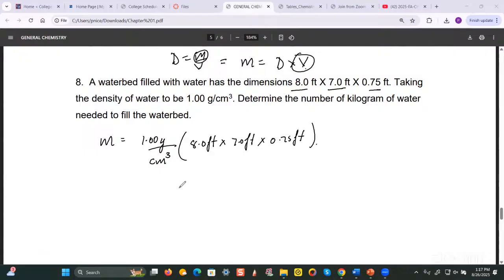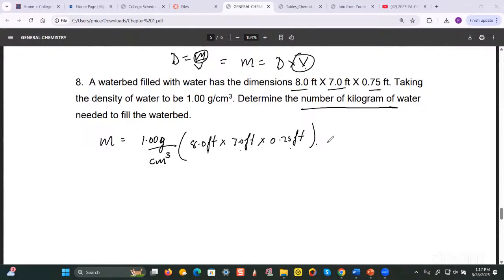Now, here's the problem. There's some sort of incompatibility with the units, right? Because you have centimeters cubed here, and feet times feet times feet will give you feet cubed. So how do we deal with that? Not only that, but the question is asking for the mass of the water in kilograms. We have a mass unit here of grams, so we have to do some conversion here as well.